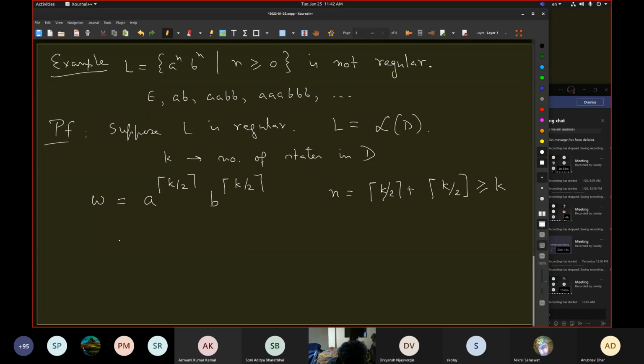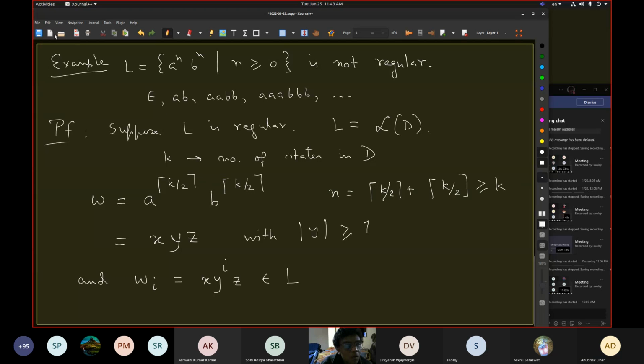So by the argument that I have explained earlier, the length of this W is greater than or equal to k, and therefore W can be decomposed into 3 parts, X, Y, Z, with length of Y greater than or equal to 1, and for all i greater than or equal to 0, X Y^i Z is in L. Agree? Yes, sir. Okay.